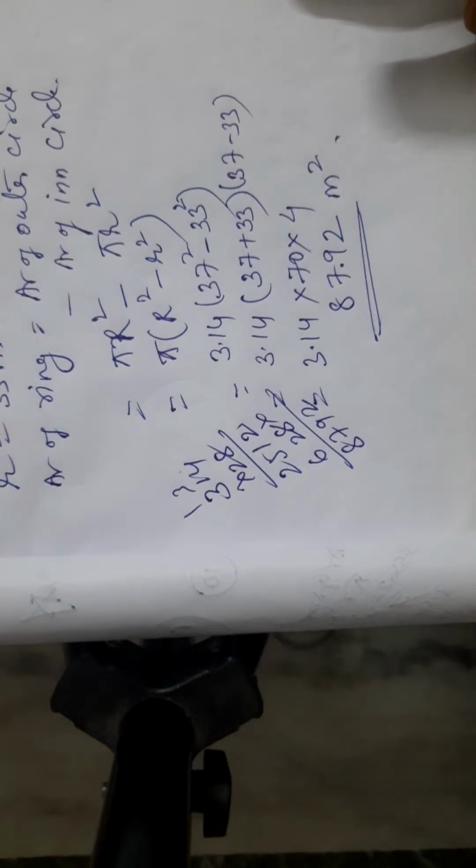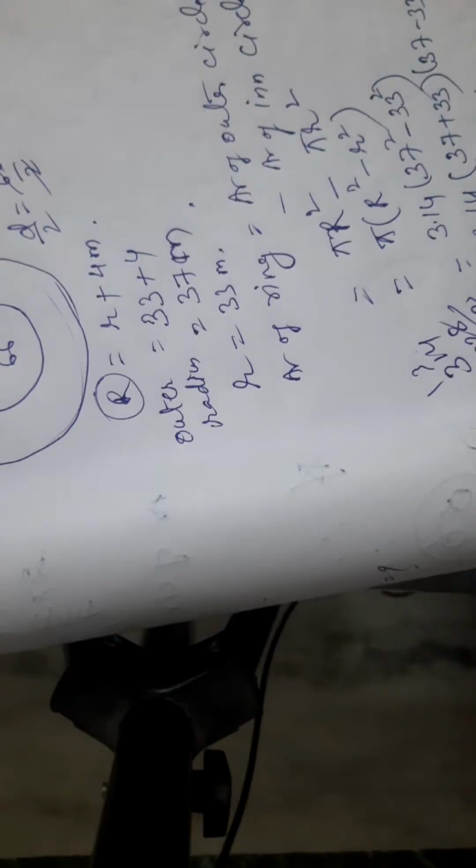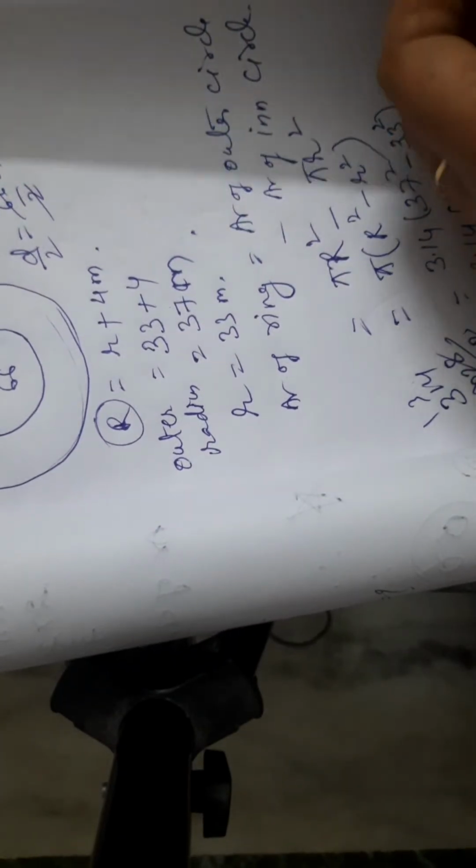Now we need to find question number 15, where it is given, find the circumference of the inner and outer circle shown in the adjoining figure. So in the next question, they have not given any measurements. From the figure, you need to find out all the measurements. So here the figure is given.